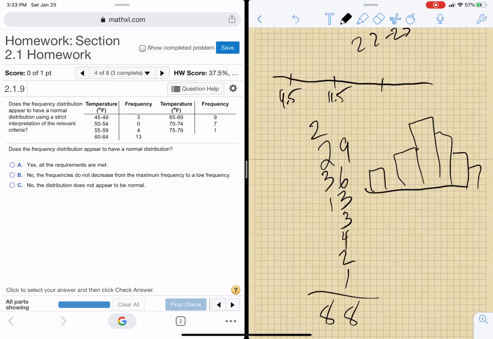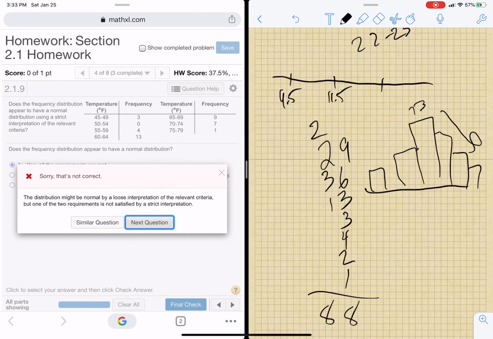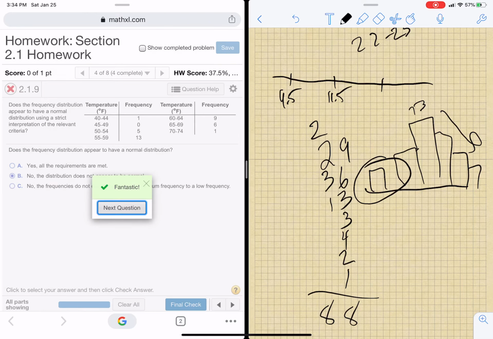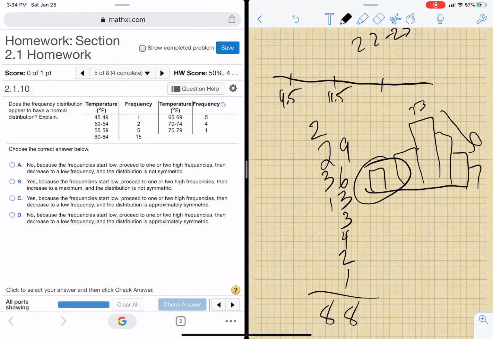Okay, the second one's not true because it does decrease from the maximum. 13 is the maximum, it decreases. I'm going to say yes, and if it's wrong, then I won't ask this one. Okay, I'll do similar. So what they're saying is because of this guy right here, they're saying no. Even though it really is, but I won't ask that one.